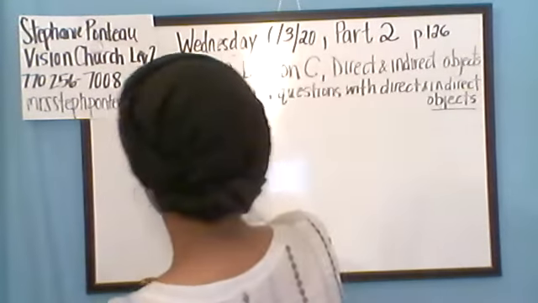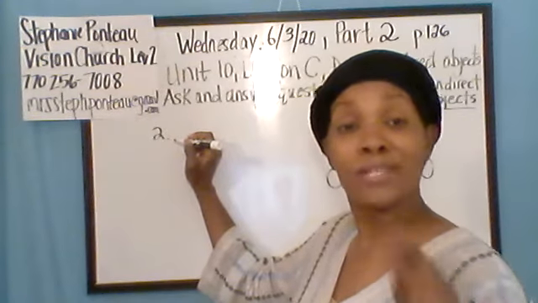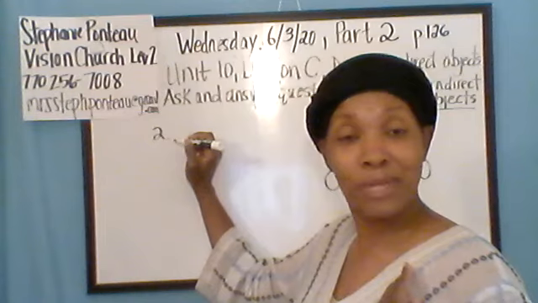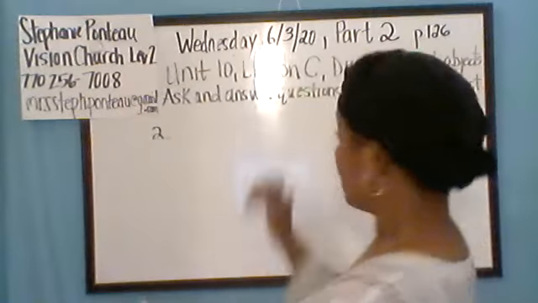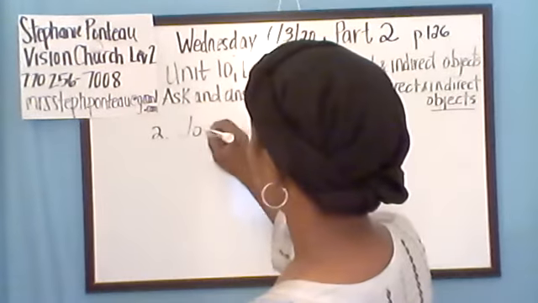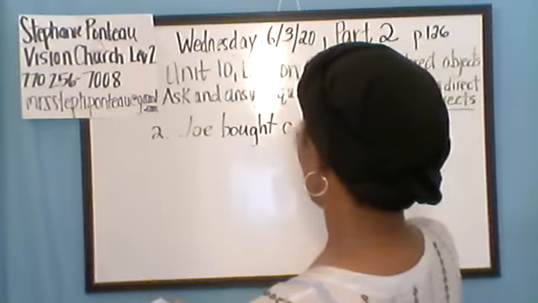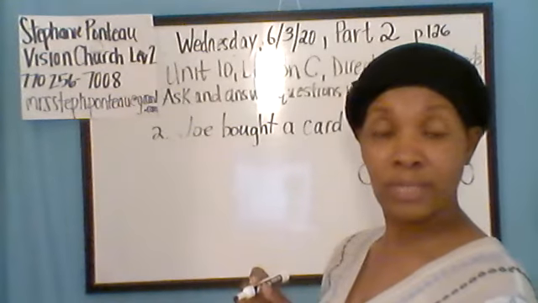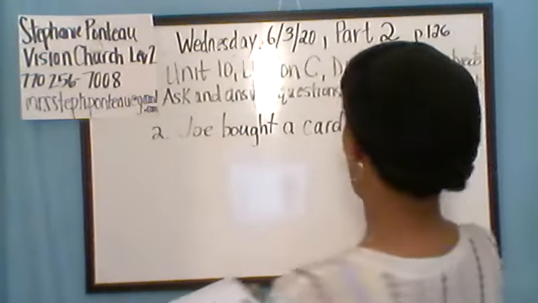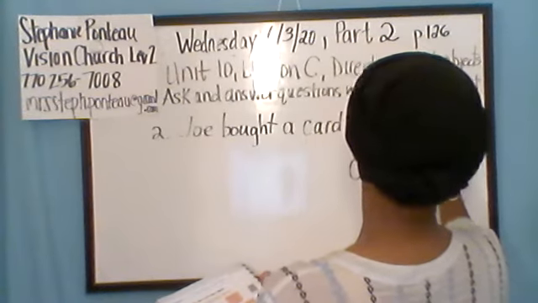Number two. Now, if we were in class, you know what would be happening, right? I'd be calling on you, asking you to come to the board and write these sentences. But since we're not, I guess I'll have to write them on the board. So Joe bought, which is the past tense for buy, a card. Did he buy a card to Nick or a card for Nick? Yes, he bought a card for Nick. Because you buy for and you give to.